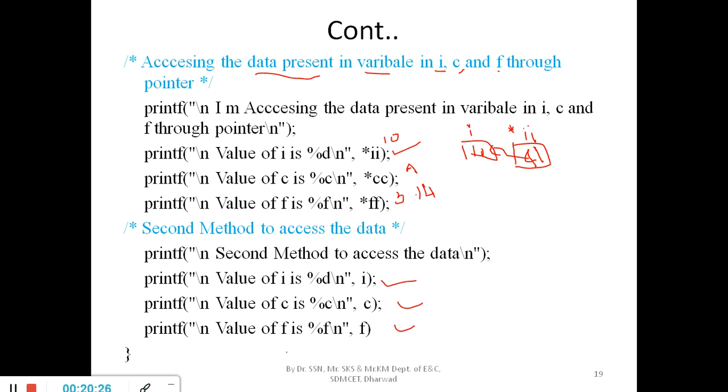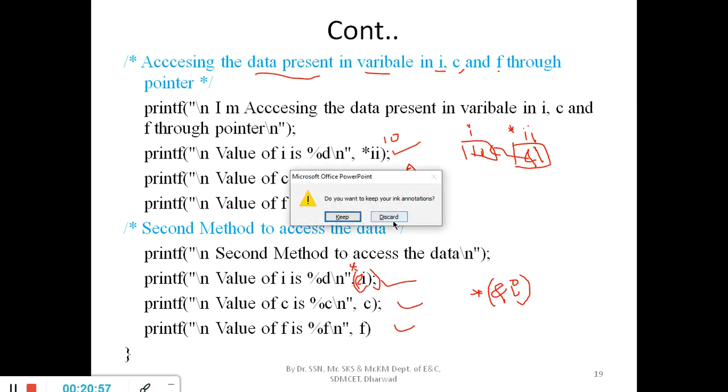Similarly, we have a third method. As you know, I can also write &i, which is the address, and the content of this address, or the value at this address, I simply put *(&i). So here I can also modify it this way. This is also going to give me the content of variables i, c and f. Is it not?